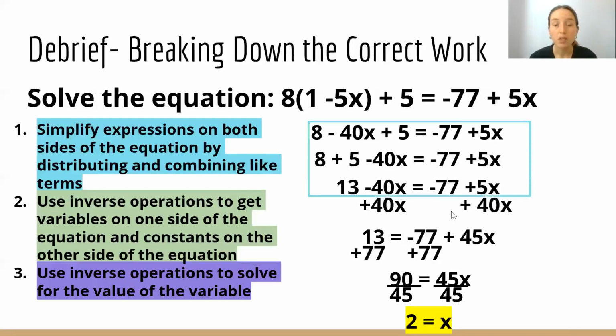In this blue box, you can see the steps for where we were simplifying the expressions on both sides of the equation. In this green box, you can see where we were using inverse operations to get the variables onto one side and to get the constants onto the other. And then in this purple box, the last one, you can see how we used inverse operations to solve for the value of the variable.